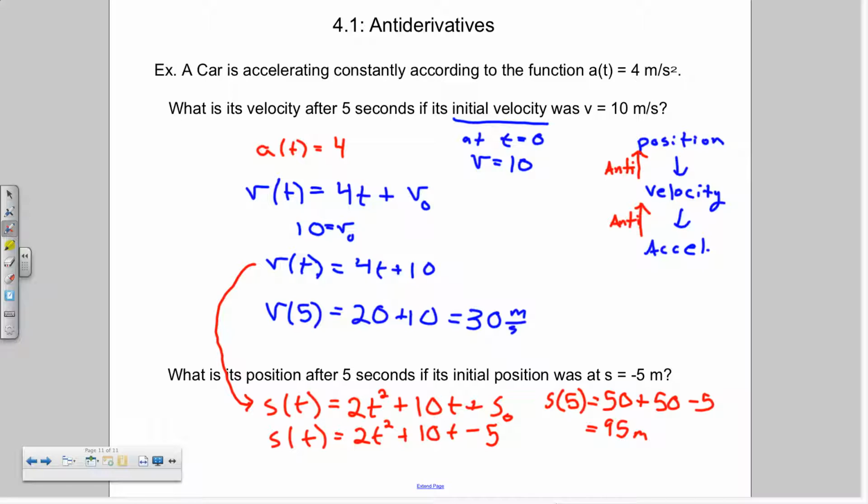All right. And that's pretty much it for antiderivatives. Remember that this video is on YouTube, and I tweeted it out, so you can watch this whenever if you need a little bit of a refresher for some of the examples.